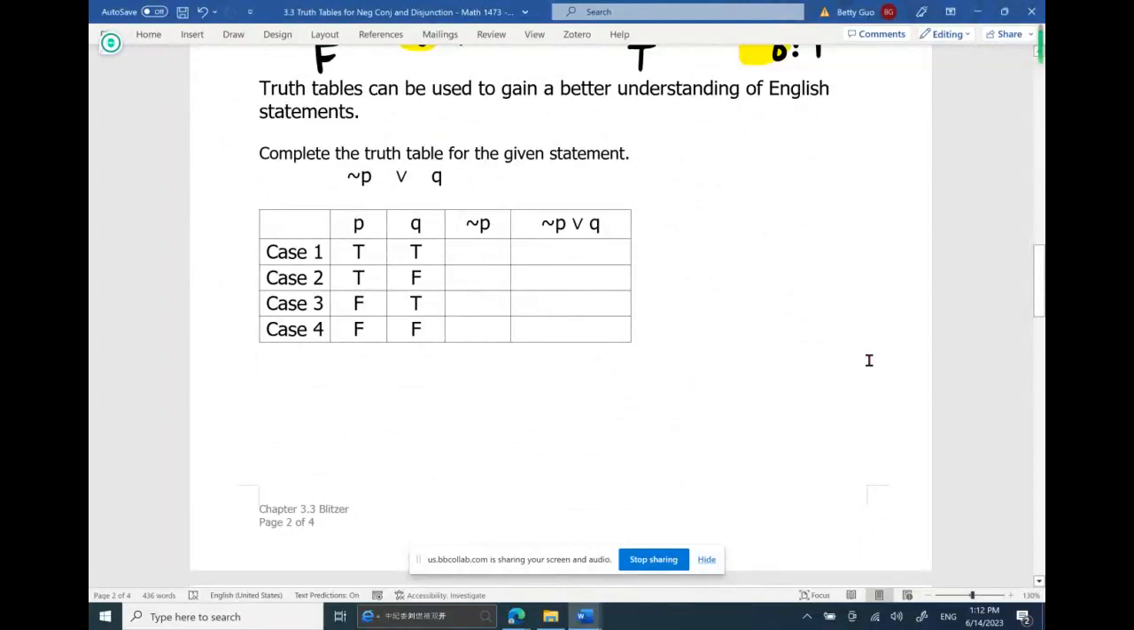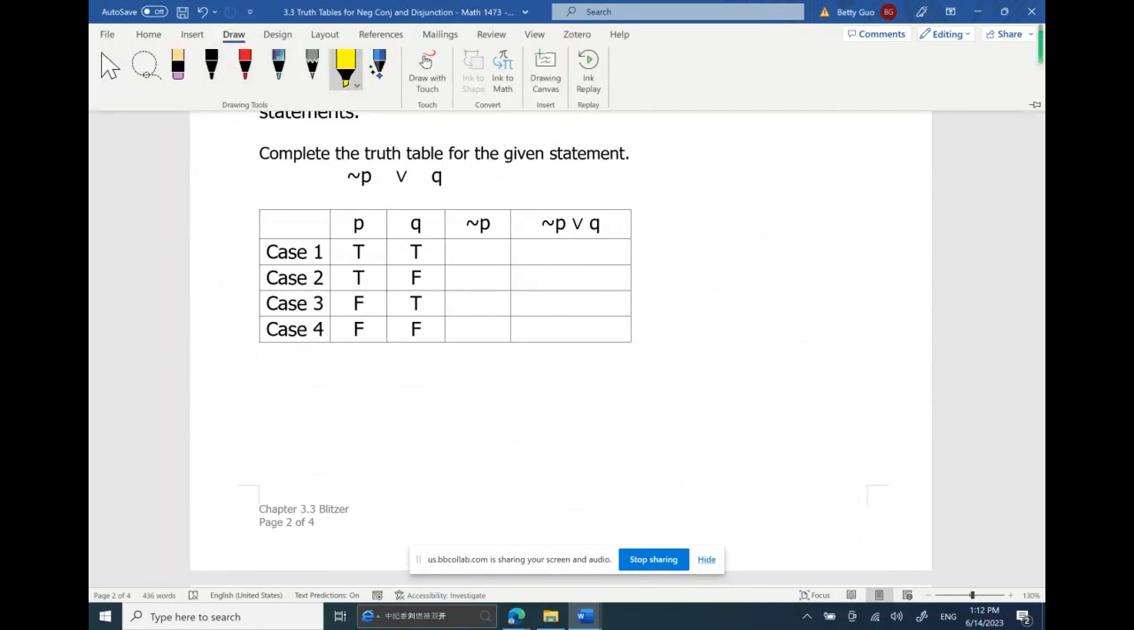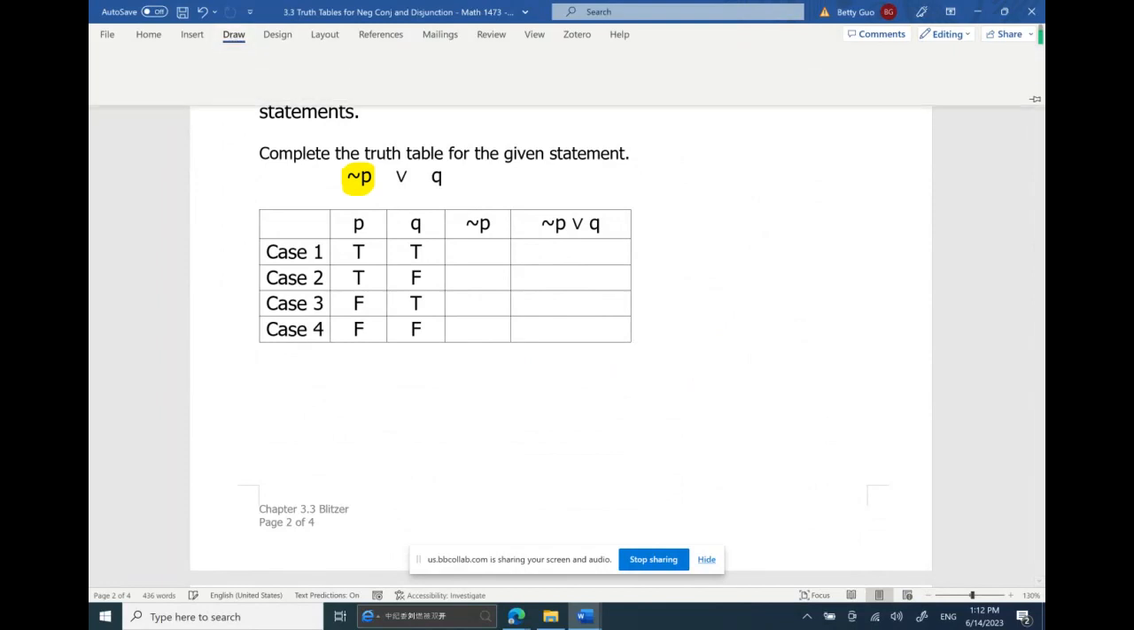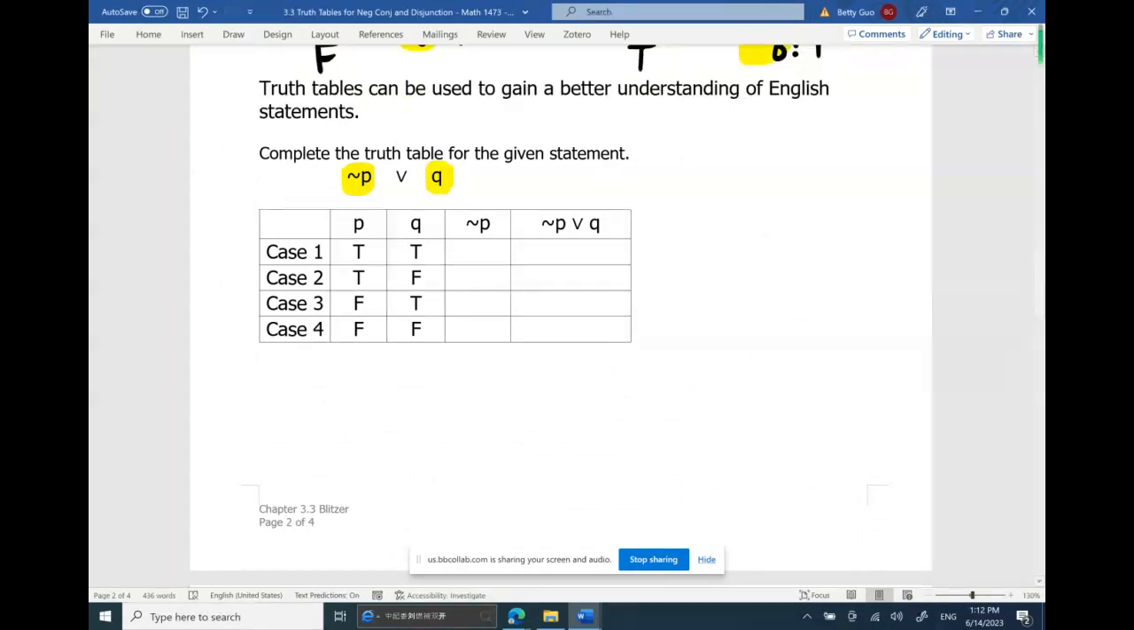Next example. Truth tables can be used to gain a better understanding of English statements. Complete the truth table for the given statement. The given statement is a disjunction. Okay, disjunction. It has two component statements, not P and Q.